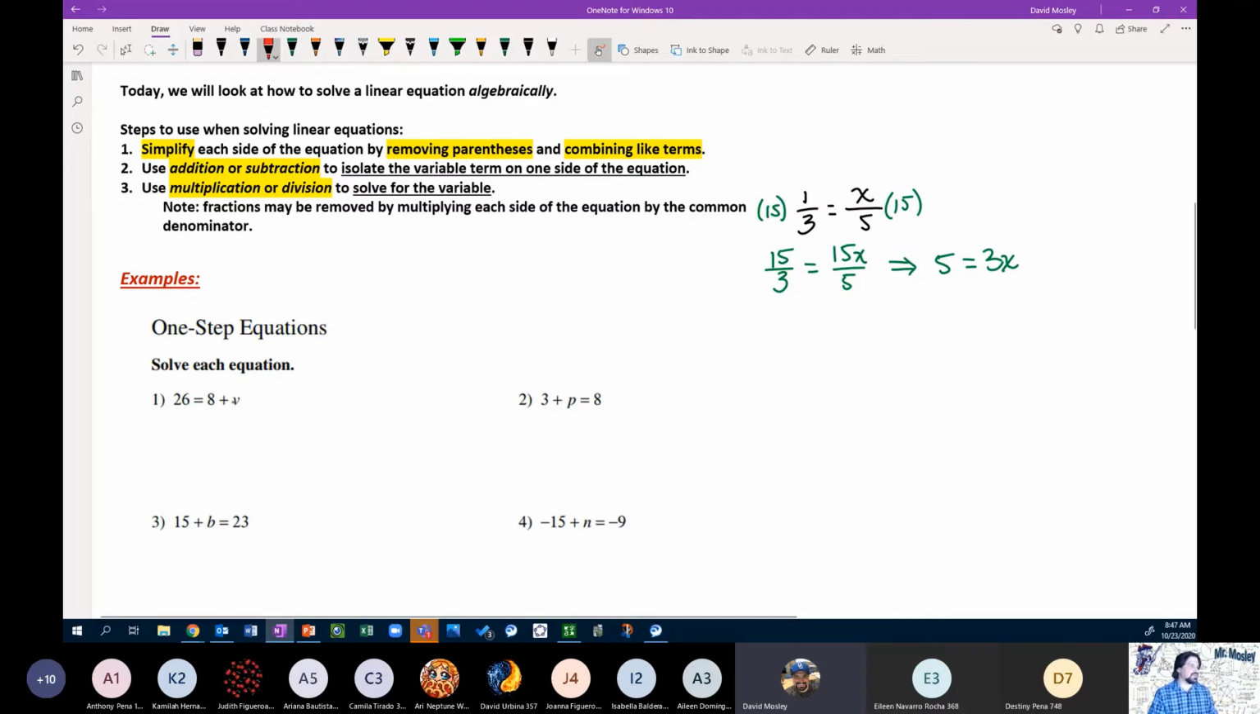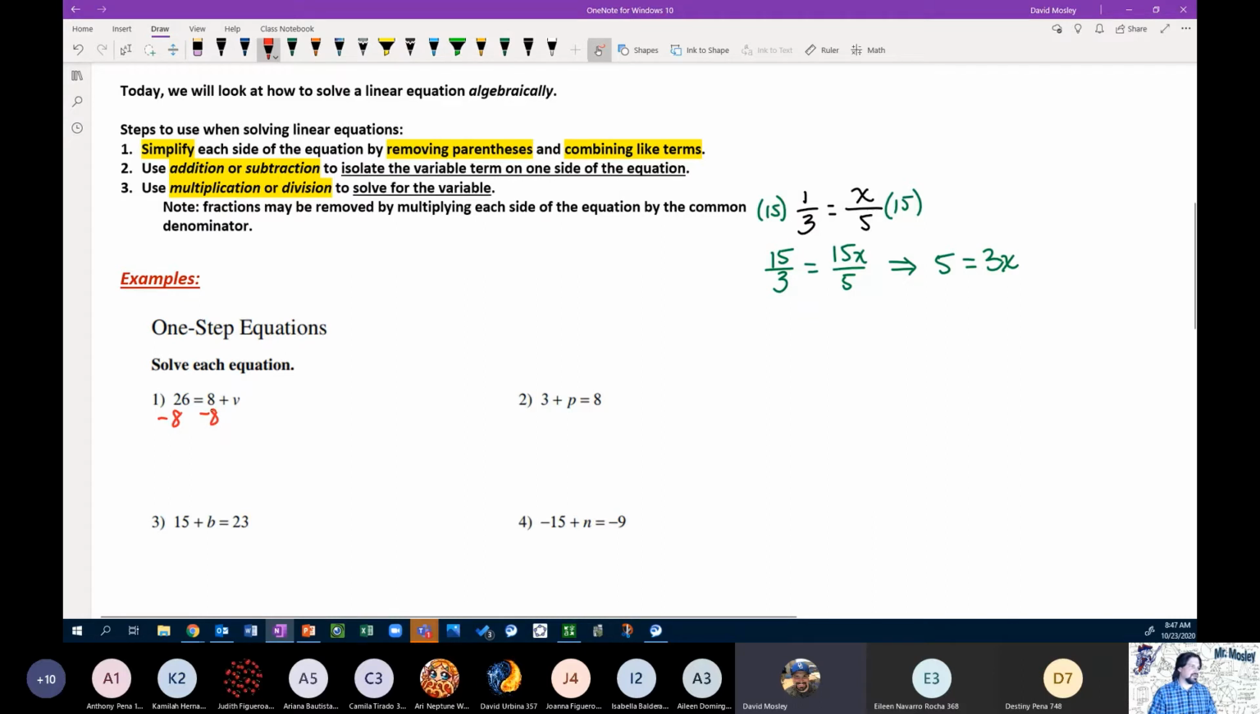All right, so let's look at question 1 here. We have 26 equals 8 plus v. I need to get v by itself. I have no parentheses. I have no like terms to combine on either side of the equal sign. So now I look at using addition or subtraction to isolate the variable. I need to use subtraction. I can subtract 8 from the right-hand side, which means I must also subtract 8 from each side. If I do something to one side of the equal sign, I must always do it to the other side to keep the equation balanced.